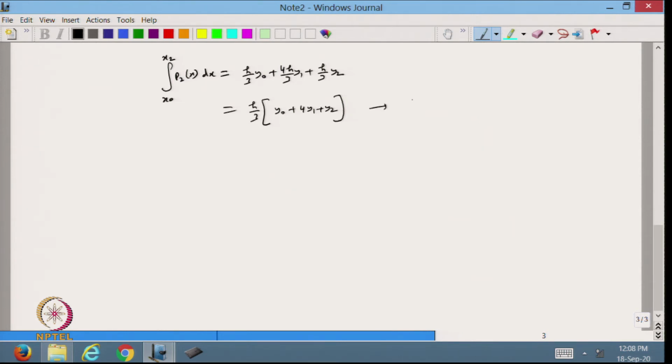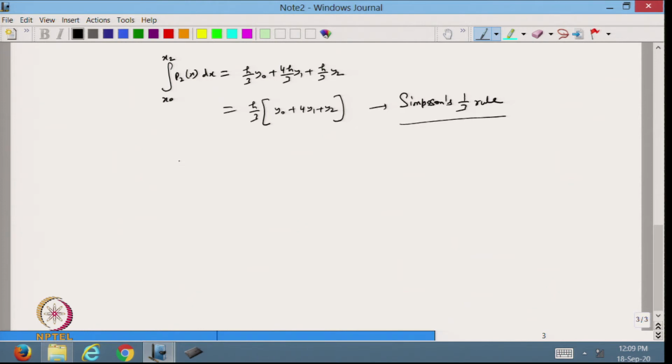So, this is called Simpson 1/3 rule, because you are getting 1 by 3. So, h by 3. So, this is the Simpson 1/3 rule. So, now from here I am getting the solution of the integral.